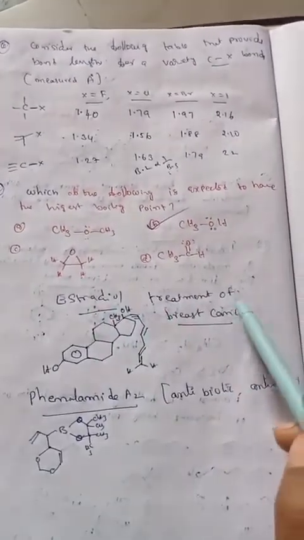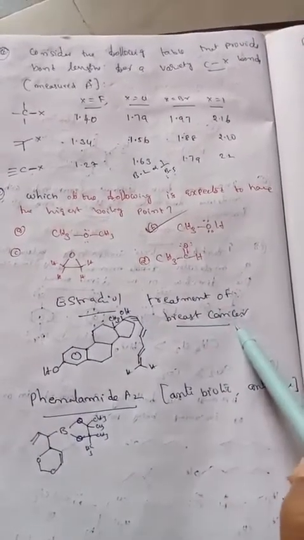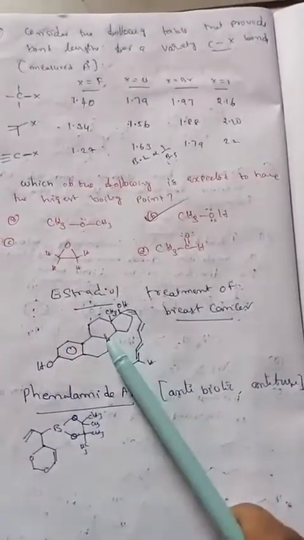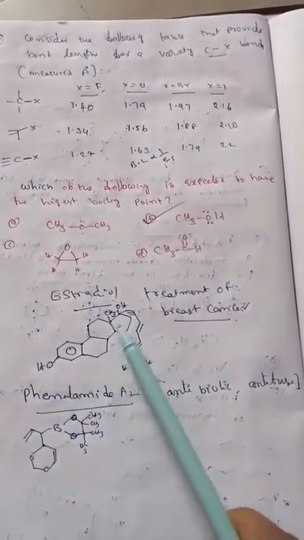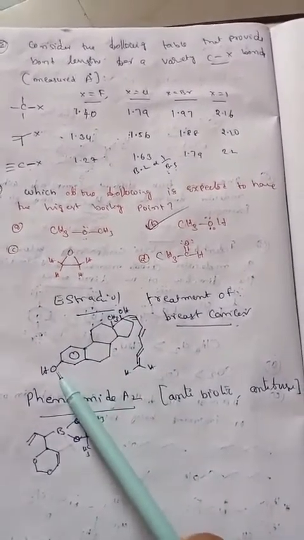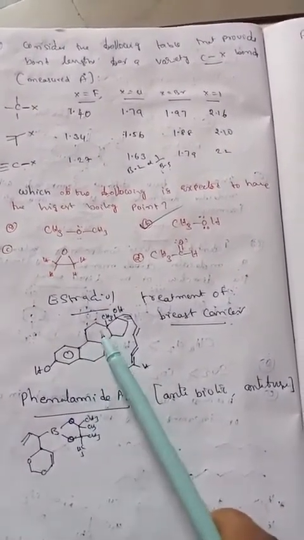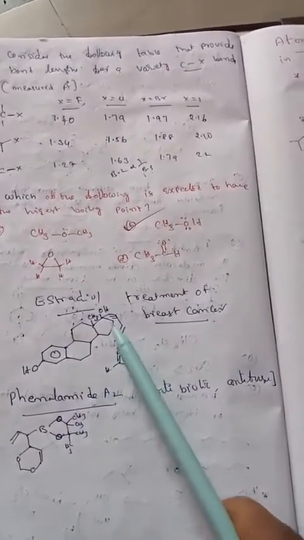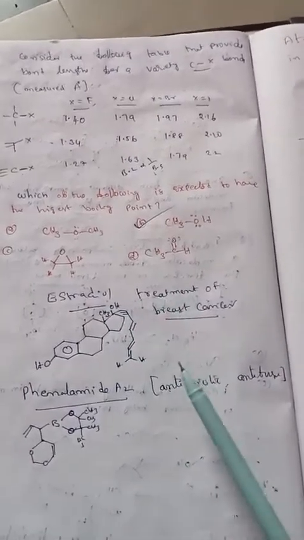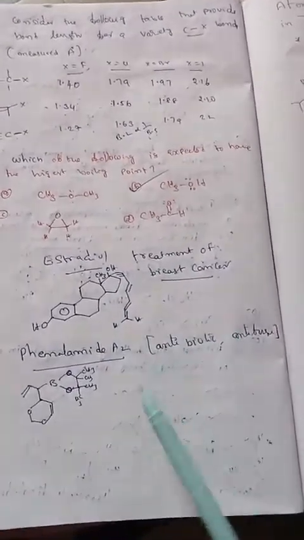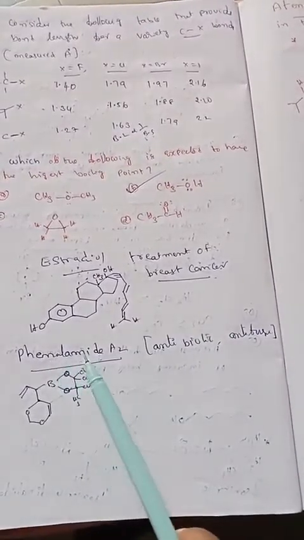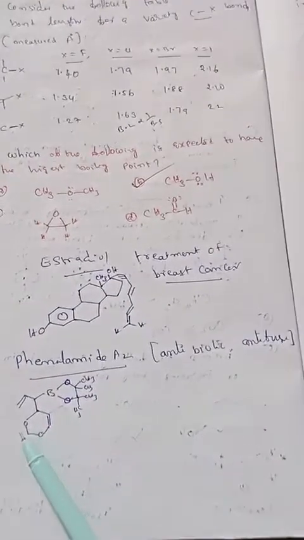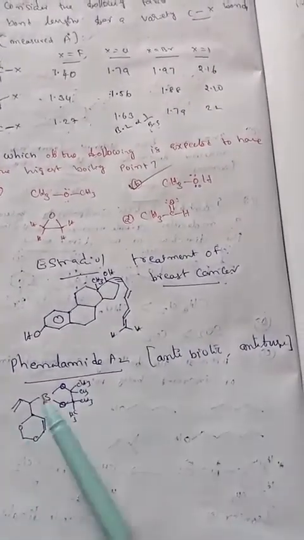And you can see this is one of the important drugs: estradiol, a breast cancer treatment drug. It is a very important organic compound. What functional groups does estradiol contain? You can see the OH functional group, an aromatic phenyl ring, an aliphatic cyclic ring, and double bonds, and an alcohol. These are the functional groups present in estradiol. Then another drug is called phenylamide A2, an antibiotic and antifungal agent. This is a special boric ester drug.